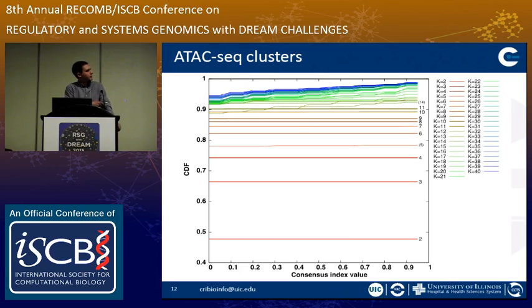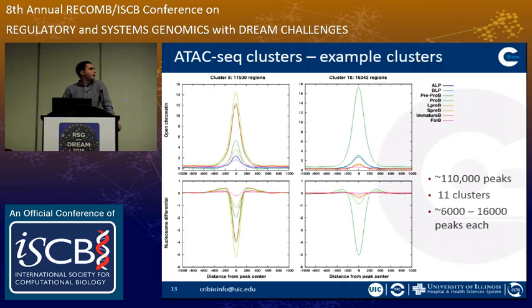Moving forward, I chose k equals 11, figuring that it would give us the greatest granularity for differentiating different types of patterns when we're thinking about associating these clusters with other types of data downstream. So just to give you a quick illustration of what a couple of these clusters look like, these are two clusters, cluster 8 and cluster 10. The numbers don't mean anything.